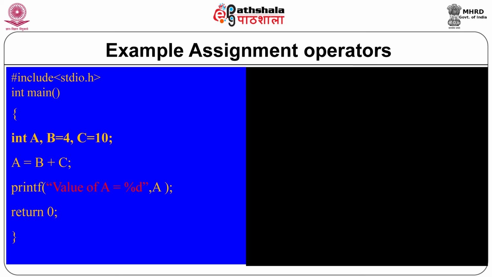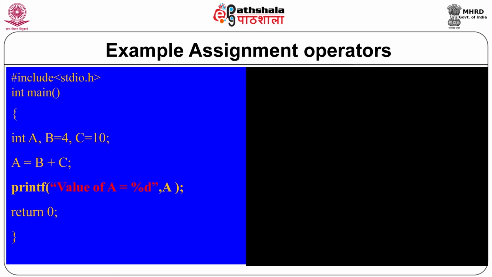Here I have given a simple program which will elaborate the use of the assignment operator. In this program you can see the value of A is considered as an integer, B is an integer whose value is already defined as 4, C is 10, that is also an integer, but here we are considering A equal to B plus C. In this expression A is the result, equal to is the assignment operator, B and C are the operands, and plus is the mathematical plus operator.